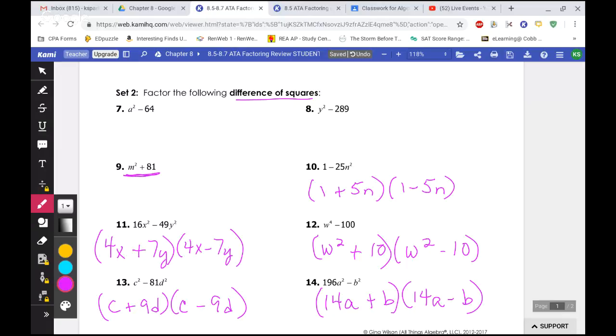This one, don't get tripped up by that because it's a plus sign there. It's prime. It's not the difference of two squares.